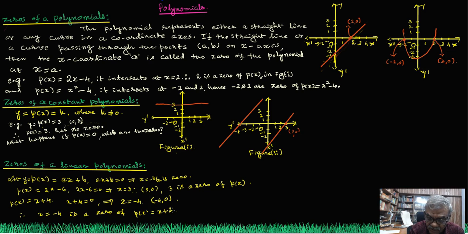In this fashion, we can find the zero of any linear polynomial. A constant polynomial has no zeros except p(x) is equal to 0, and I have put the question: what happens if p(x) is equal to 0, what are the zeros, how many of them? You can discuss with your friends and teachers.